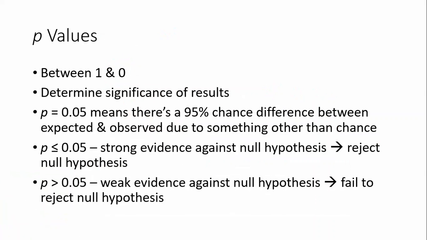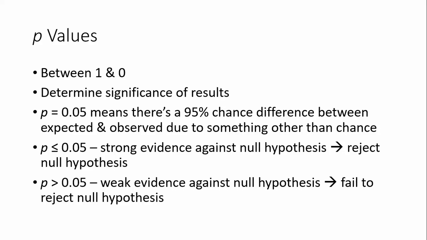A p-value is some number between 0 and 1, so it's most likely going to be a decimal, and it helps you determine the significance of your results. If you have a p of 0.05, that means there's a 95% chance that the difference between your expected and observed was due to something other than chance. And if you've ever calculated a p-value or are given a p-value and it's less than 0.05, that's strong evidence that you can reject your null hypothesis. If it's greater than 0.05, then that's usually weak evidence against your null hypothesis and you're going to fail to reject it.